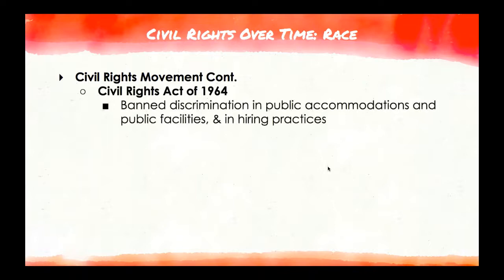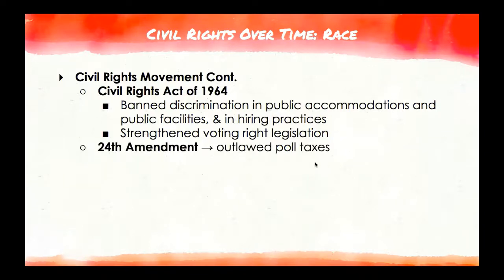Now, in 1964, Congress is going to respond to the civil rights movement by passing the Civil Rights Act of 1964. And this is going to do a couple of things. It's going to ban discrimination in public accommodations, public facilities, and in hiring practices. And it's going to strengthen voting rights legislation. So open things up a little bit more to people of color over time. We're also going to see the 24th Amendment being passed that's going to outlaw poll taxes, or fees that were required to vote, which minorities and people of color could often not pay, so therefore they could not vote.